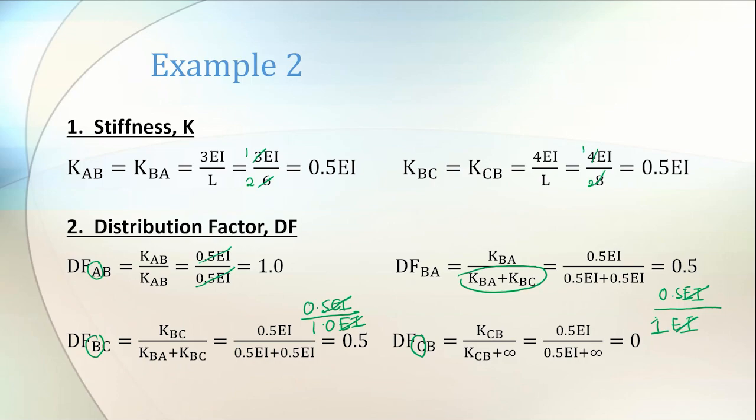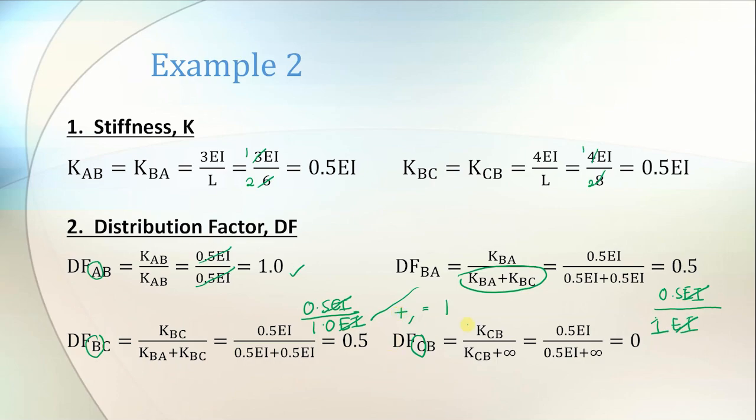Kita check, if let's say for AB the end support is pin or roller, mesti 1. And if let's say you plus distribution factor BA plus dengan BC ni, these two you plus together, they must be equal to 1.